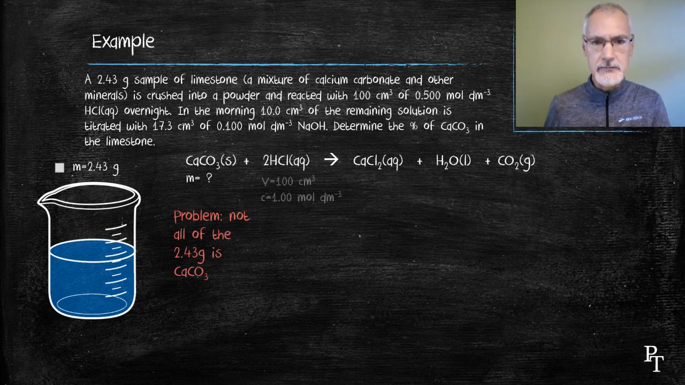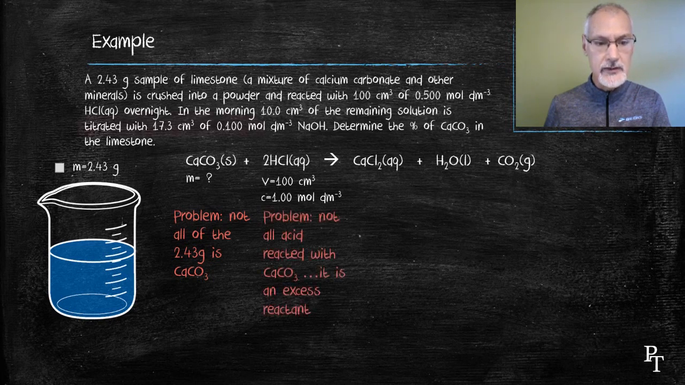Another issue we have is with the volume and concentration of hydrochloric acid. That was the amount that was added, but not all of the acid reacted in this equation. Some of it was left over to react the next morning with sodium hydroxide. So the problem with using the information for the hydrochloric acid is it's the excess reagent. We need the limiting reagent.